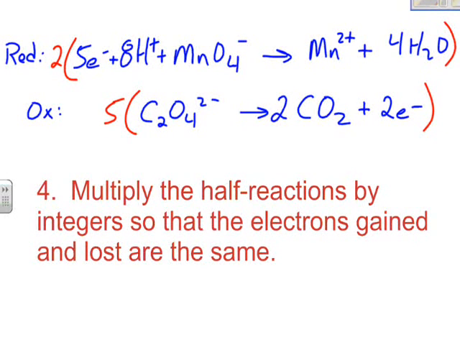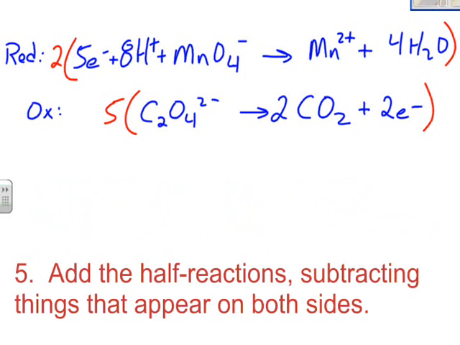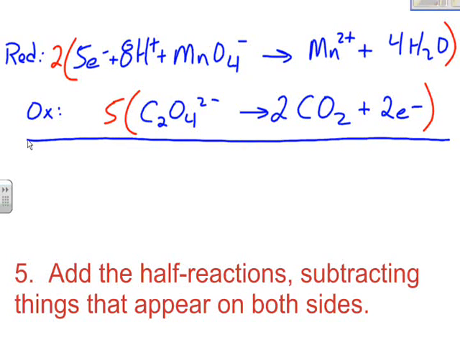Right, so to get the loss and gain of electrons to be equal, we're going to multiply the reduction half reaction by 2 and the oxidation half reaction by 5. Now we're going to add the reactions together, making sure that we take off things that appear on both sides. And I'll just be a little careful with my math here. Maybe I'll go through and do the balancing here first.